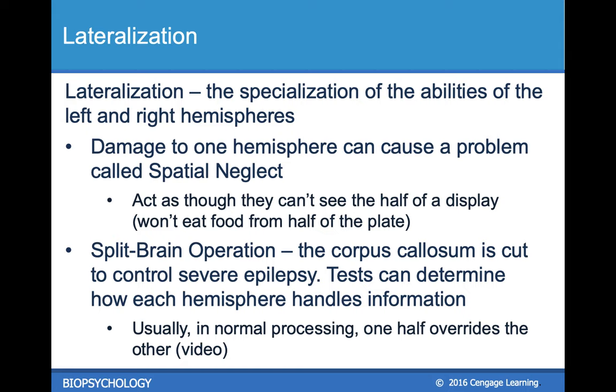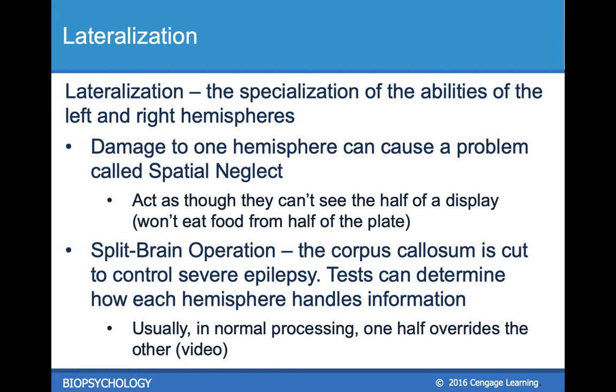So if you have damage to your right hemisphere, say you had a really bad car accident and the right half of your brain was damaged, you're not going to be able to move the left side of your body very well. You might have a limp, you might not be able to use your hands, you may have a problem with your face on the left side, it may droop. So that's the contralateralization. Damage to one hemisphere can cause a problem called spatial neglect.